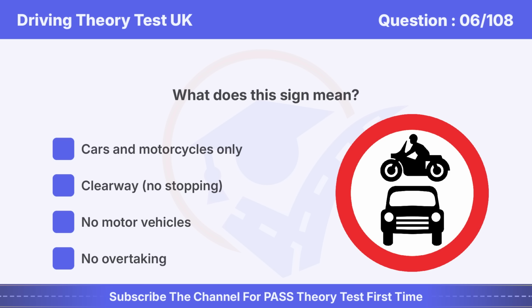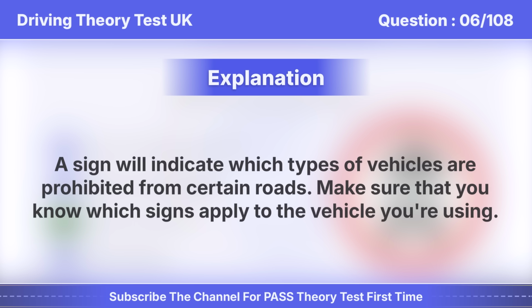Question 6. What does this sign mean? Answer is C. No motor vehicles. A sign will indicate which types of vehicles are prohibited from certain roads. Make sure that you know which signs apply to the vehicle you're using.